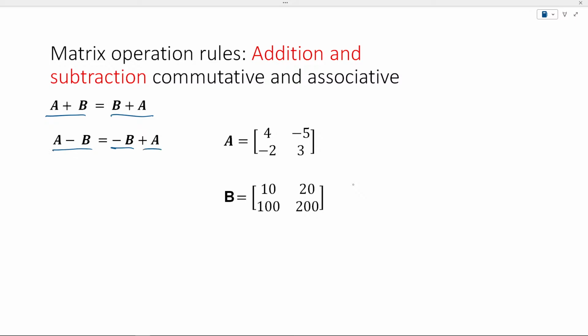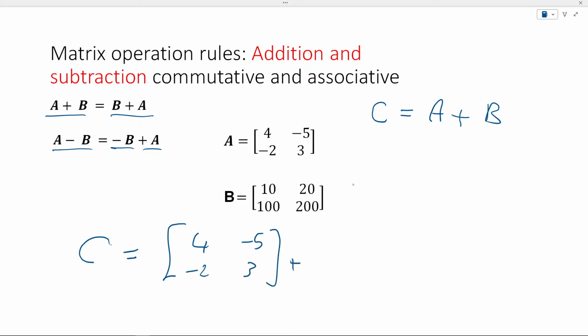So let's do an example here. If I told you matrix C is equal to A plus B, can you find C? Yeah, that's easy. So let me write it here. Matrix C is equal to matrix A, which is 4, negative 5, negative 2, 3, plus matrix B, which is 10, 20, 100, and 200.